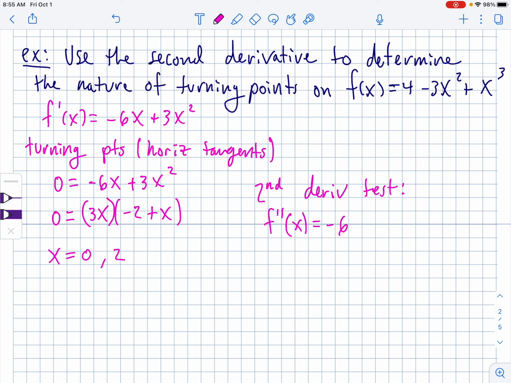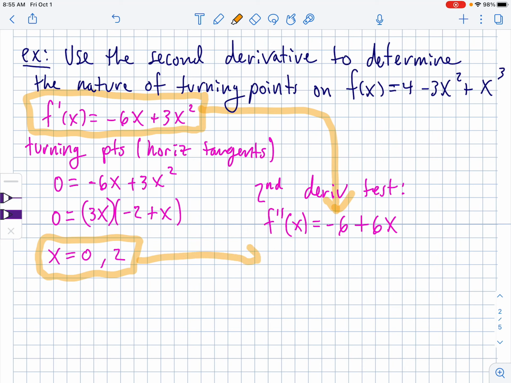Second derivative is negative 6 plus 6x. That's just me taking the derivative of the derivative. Yeah, so that goes here. Now I need to take these two x values and plug them in to see what kind of local maximum and minimums they are.